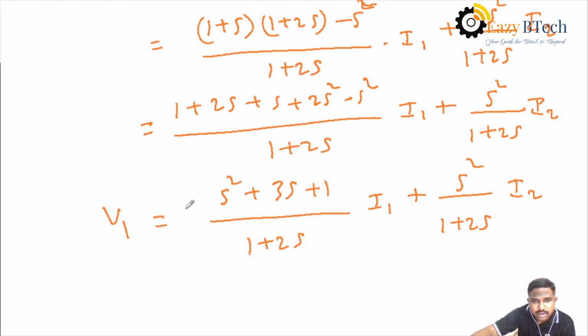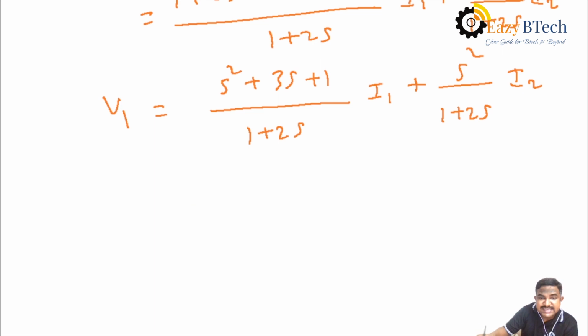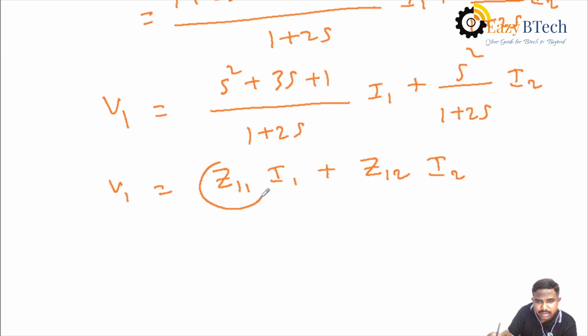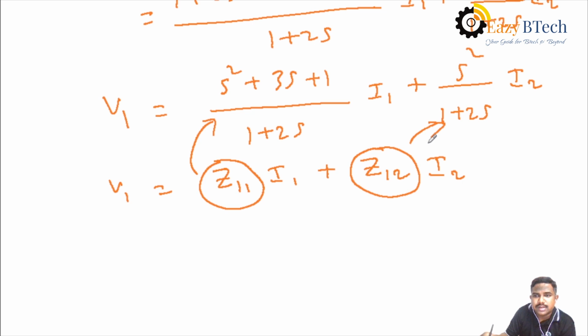Okay, this equation you have to compare with the standard equation of Z parameters. That is V1 equal to Z11 I1 plus Z12 I2. Then the value of Z11 is S square plus 3S plus 1 by 1 plus 2S. Similarly, the value of Z21 is S square by 1 plus 2S. In the same manner, we have to find the other two Z parameters.